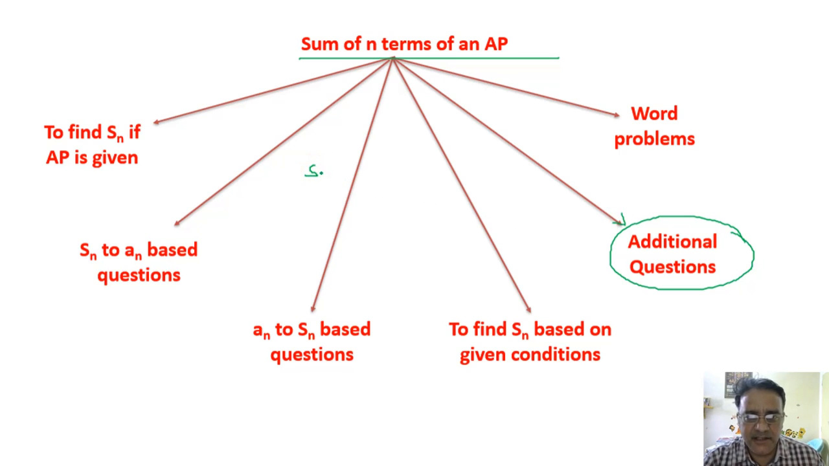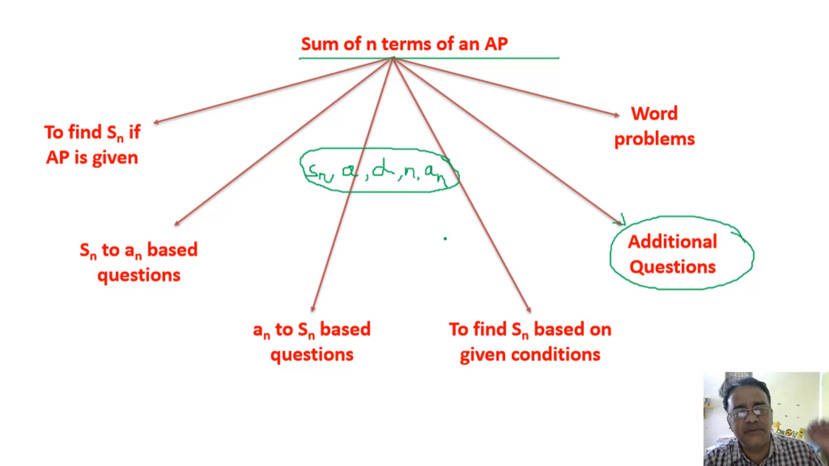एक मिनट, यहाँ पे Sn के जो फॉर्मूला में Sn is equals to n by 2 [2a plus (n minus 1) into d]. So what parameters are there? Sn, a, d, n, or one more parameter we can take, the nth term. Okay, so इनके combination के basis पे there are different types of questions we can make. So that will come under this and this. Okay, to find Sn based on some given conditions. So we'll take up one by one, but we're not going to do any questions from word problems.